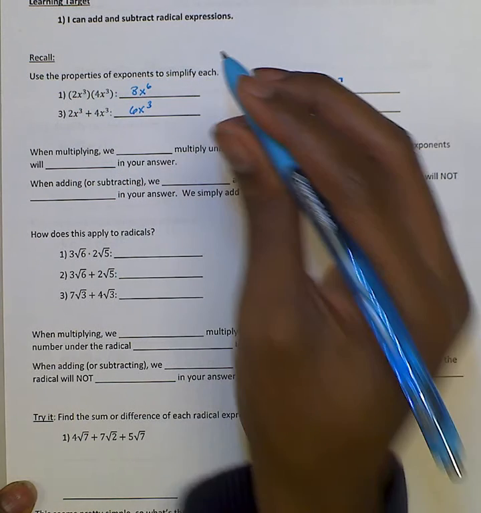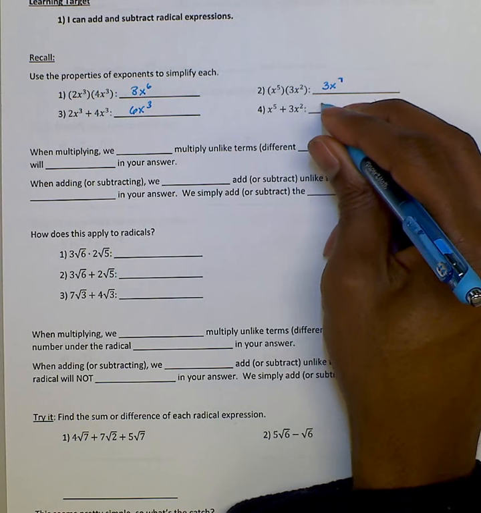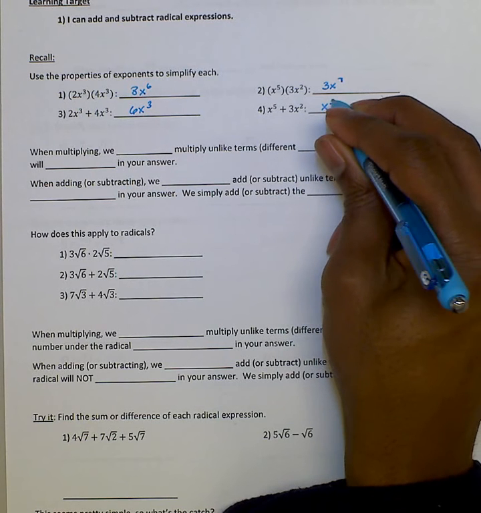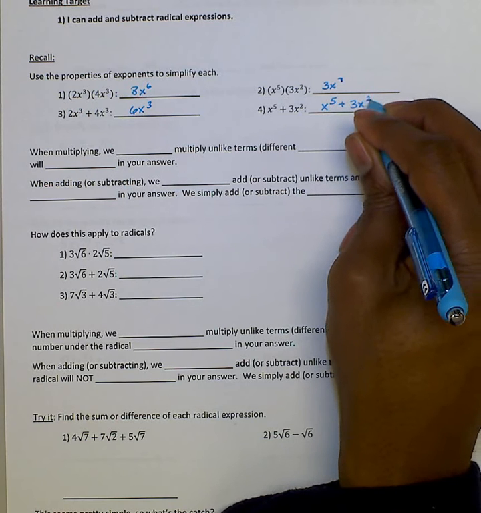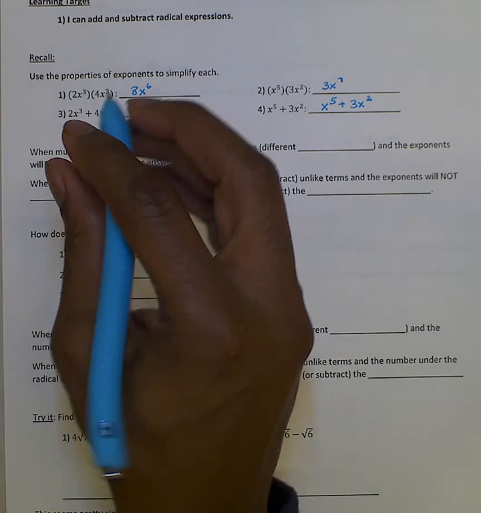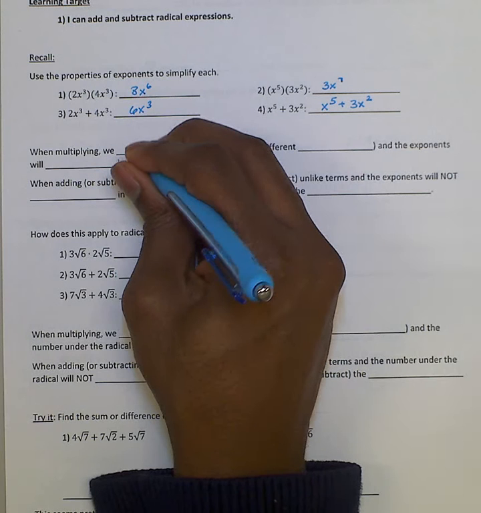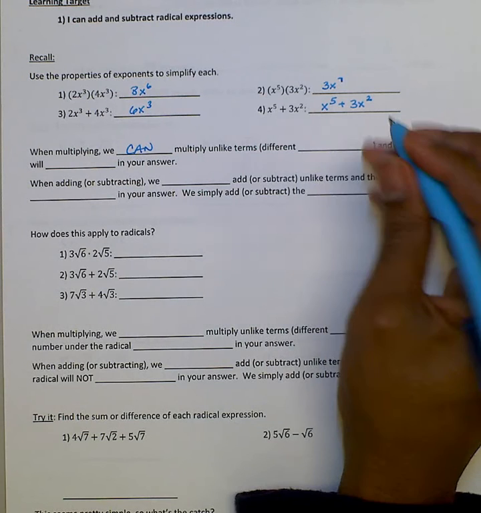When I have x to the 5th plus 3x squared, I can't add those together. They're not like terms because they have different exponents. They have the same variable but different exponents. So when multiplying, we can multiply unlike terms, different exponents or different variables.